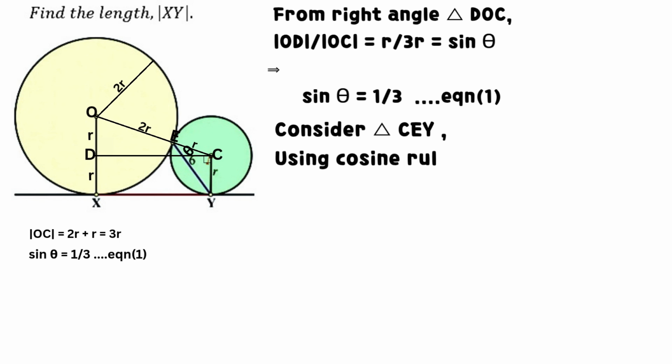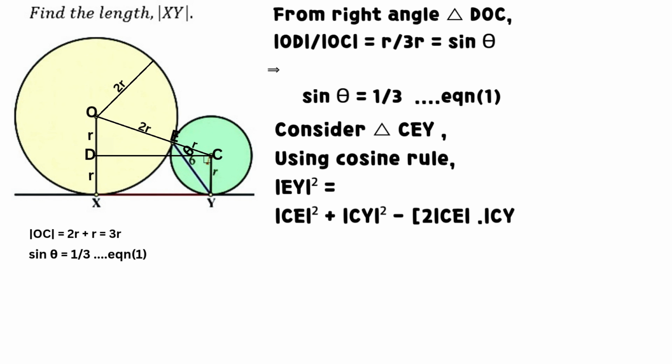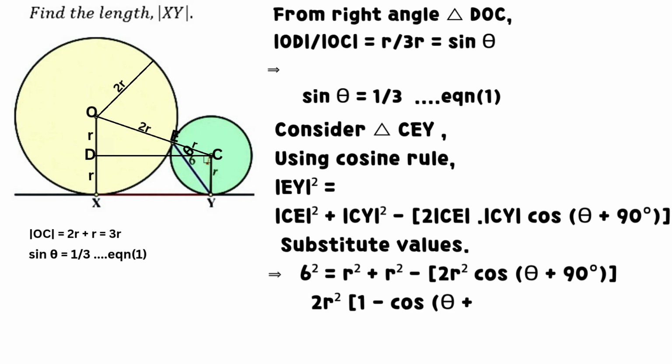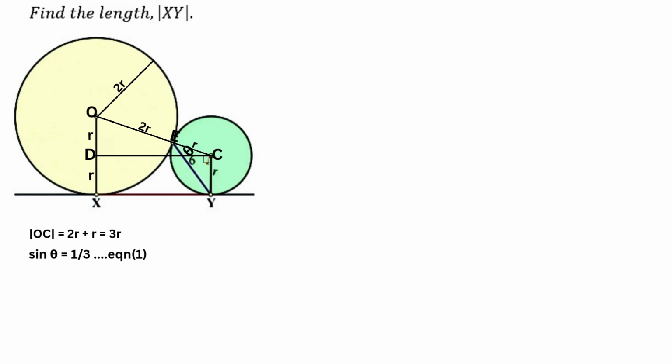Consider triangle CEY. Using cosine rule, the square of length EY equals the sum of the square of length CE and the square of length CY minus 2 times the product of length CE and the length CY multiplied by cosine of theta plus 90 degrees. Substitute values. We have that 2 times the square of R multiplied by 1 minus cosine of theta plus 90 degrees equals 36.